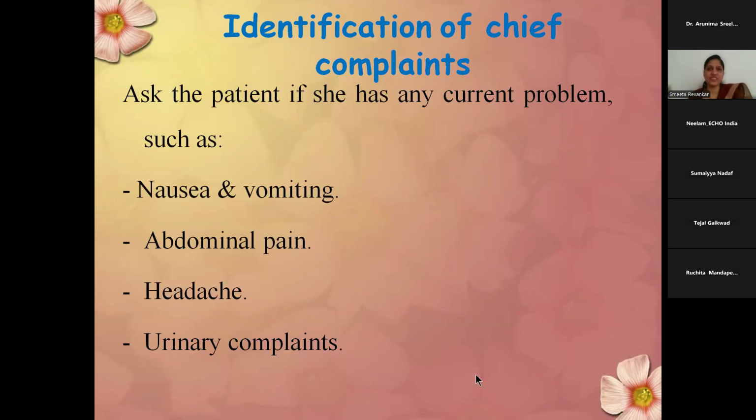Then coming to the identification of the chief complaints. What do you mean by chief complaints? With what complaints the woman has come to the hospital. So you have to ask her if she has any current problems. As we all know, at the beginning, if she is a primigravida mother, obviously she will be having morning sickness, which is nausea and vomiting. So we have to ask her whether she has nausea and vomiting, any sort of abdominal pain.